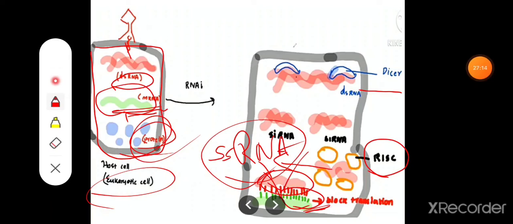They will cut down the mRNA and they will not allow the protein to be produced from mRNA. So this is how the common mechanism of RNA interference works. Now let us see how we can use this mechanism to protect genetically modified crops.